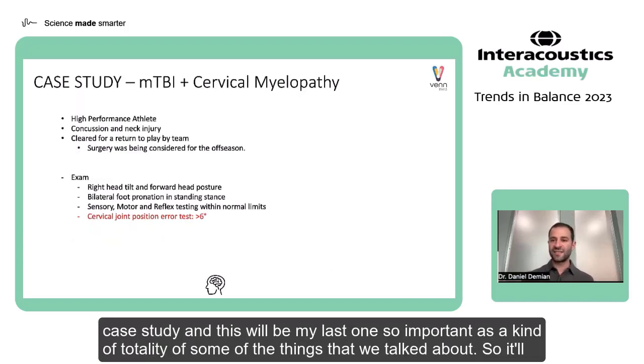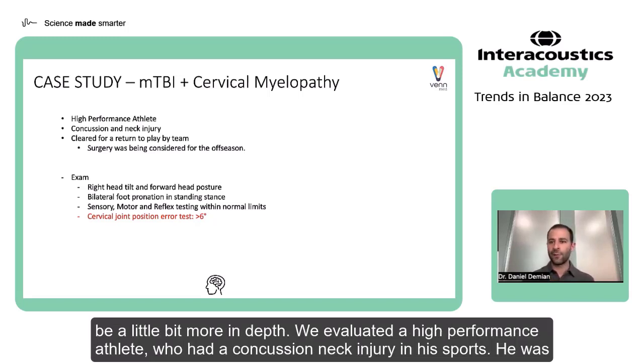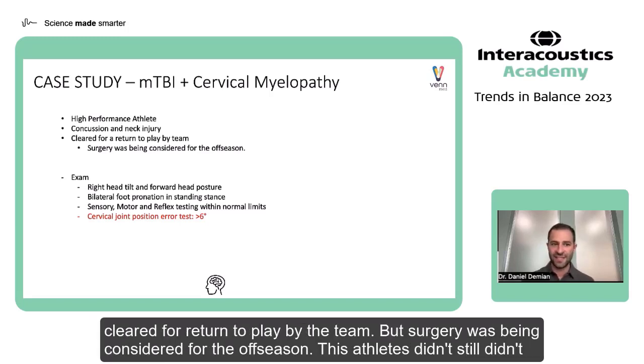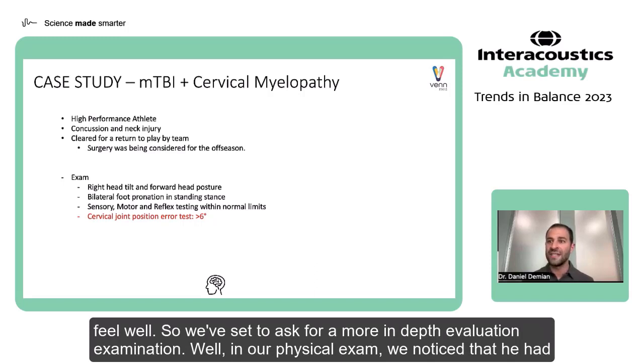I'm going to give another case study, and this will be my last one, so it's important as a kind of totality of some of the things that we talked about. So it'll be a little bit more in depth. We evaluated a high-performance athlete who had a concussion and neck injury in his sport. He was cleared for return to play by the team, but surgery was being considered for the off-season. This athlete still didn't feel well, so he was sent to us for a more in-depth evaluation and examination.